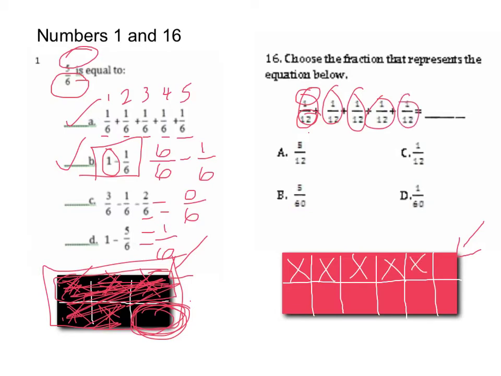How many equal pieces is that? Well, let's count them. We have 1, 2, 3, 4, 5 equal pieces out of your total. What is your total? Your total is 12. So the answer is 5 out of 12. If it asked me how many pieces would be left, the answer would be 7, because there's 7 twelfths left. So that would be the answers for number 1 and 16, which were all about decomposing fractions.